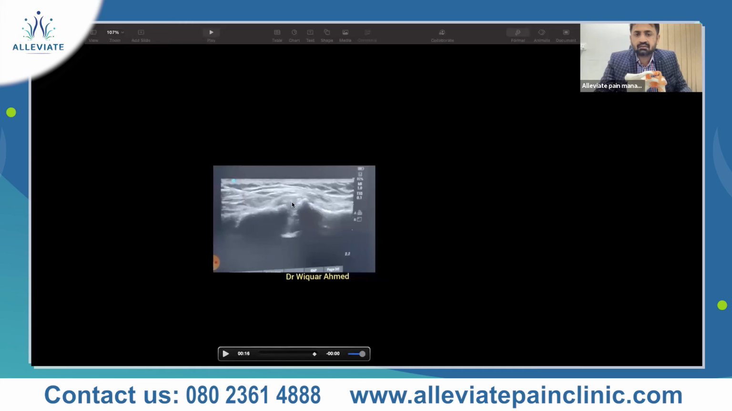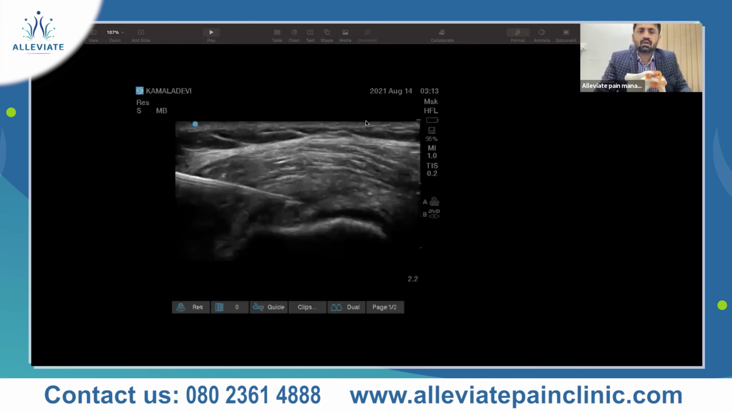A PRP can be done. If the pain is severe, anti-inflammatory medicine, triamcinolone, can be injected. This is again, as I told you, an intrasubstance tear. So a PRP.